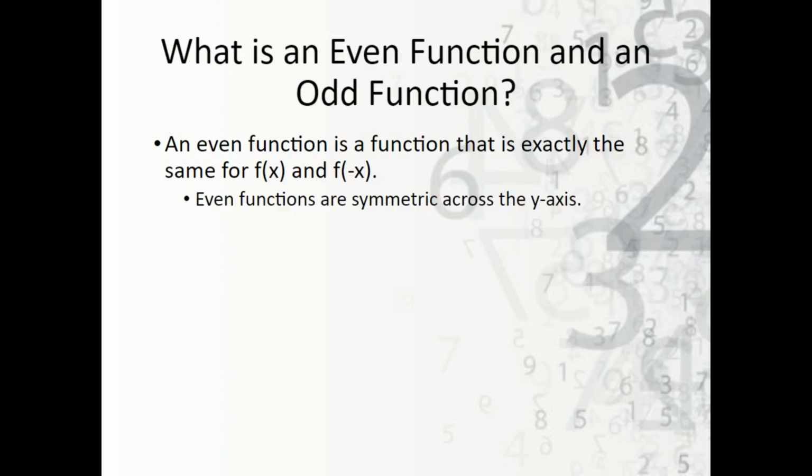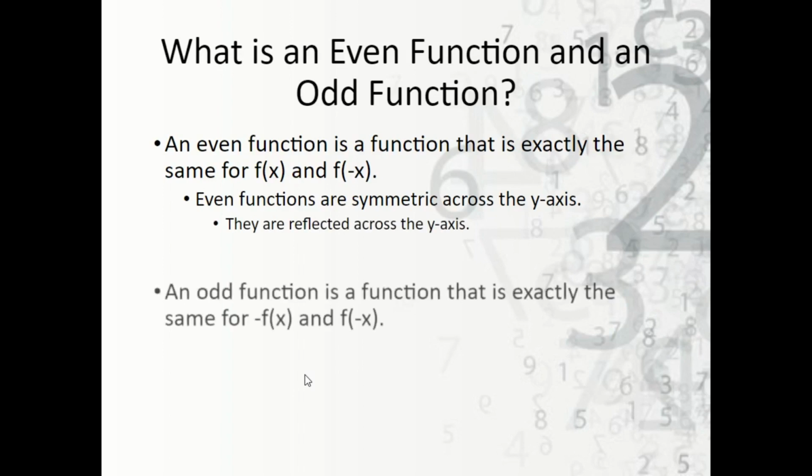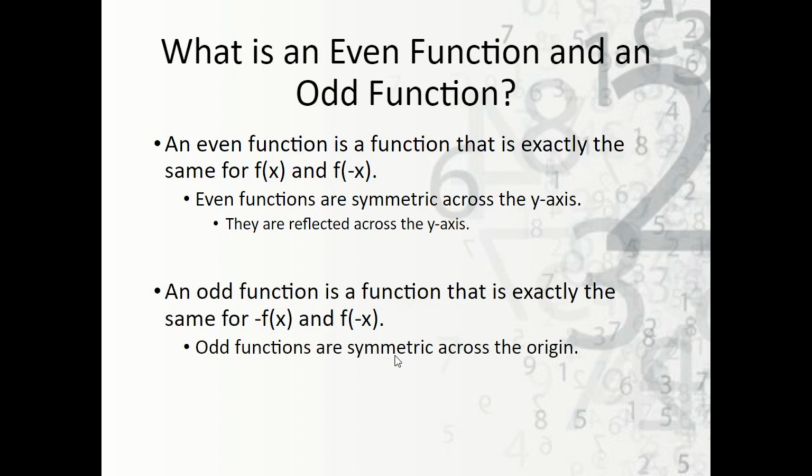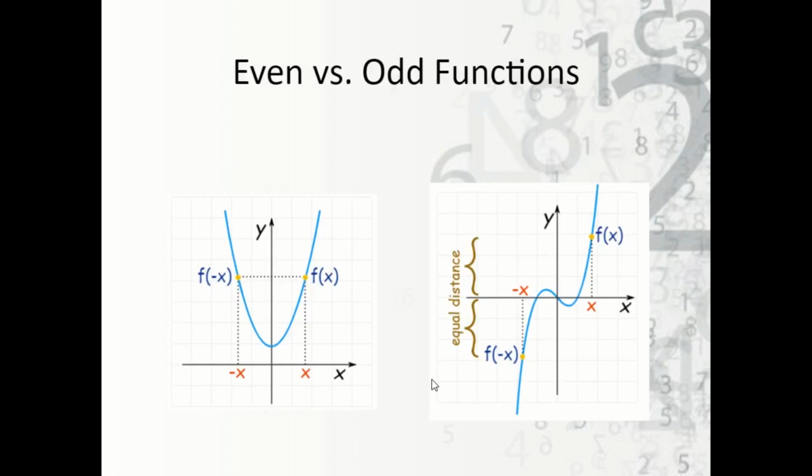So if I look on each side of the y-axis, I should see a direct reflection or a mirror of the function. So they are reflected across the y-axis. Now an odd function is exactly the same for negative f of x and f of negative x. And what this means is they are symmetric across the origin, meaning that they are rotated 180 degrees about the origin. So what does this really look like?